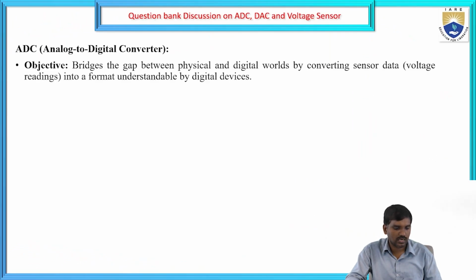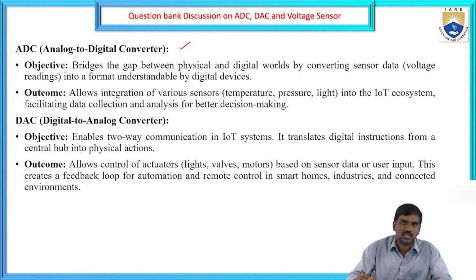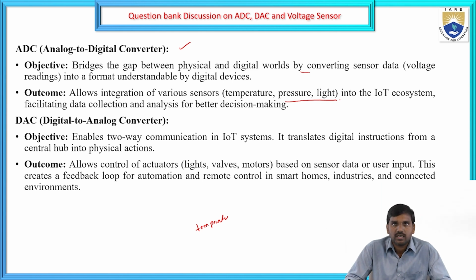Here we have the analog to digital converter and digital to analog converter. For the analog to digital converter, the main objective is to bridge the gap between the physical and digital worlds by converting sensor data into a format understandable by digital devices. This is the analog to digital converter objective. Based on that, we have the outcome also. It allows integration of various sensors like temperature, pressure, and light into the IoT ecosystem, facilitating data collection and analysis for better decision making. So these are the main objective and outcome of analog to digital converter sensors.